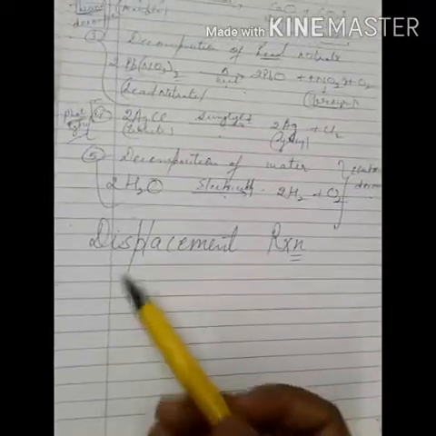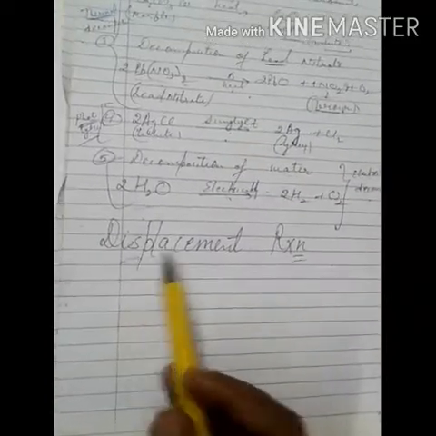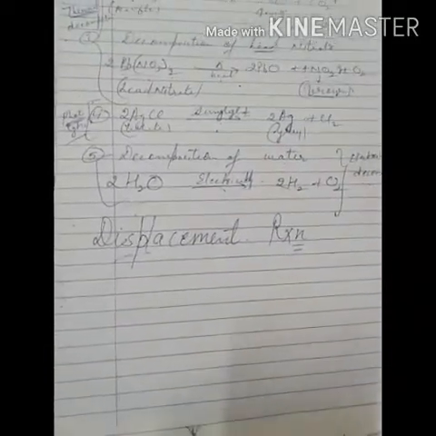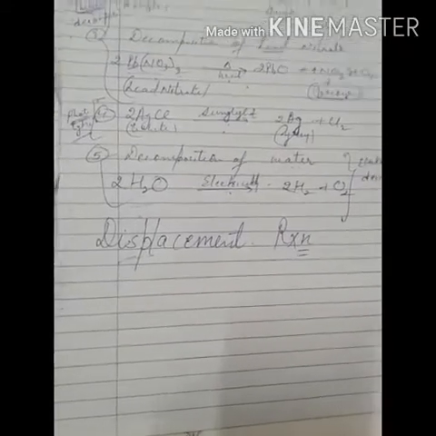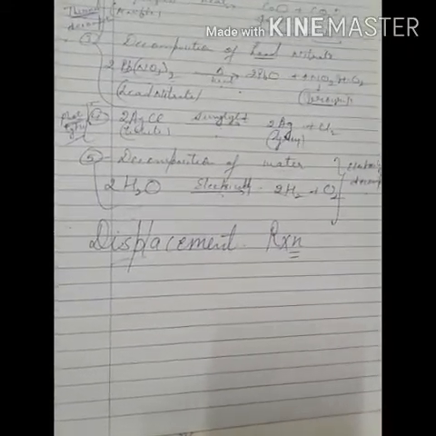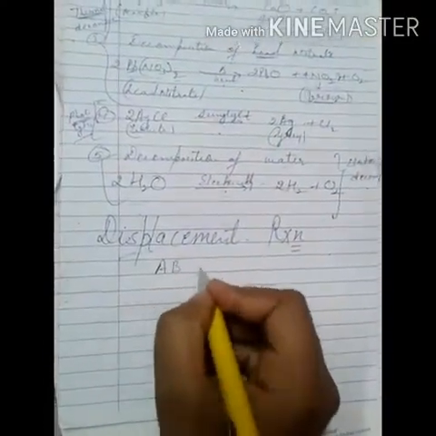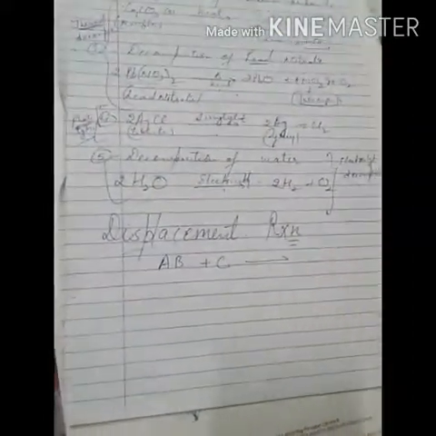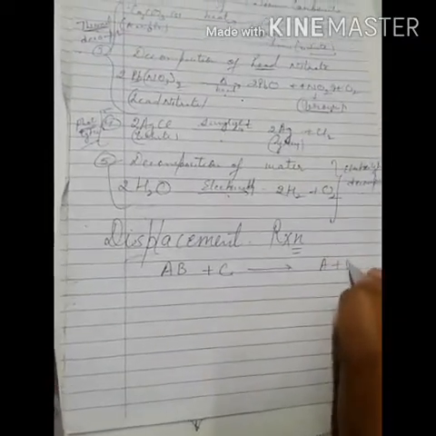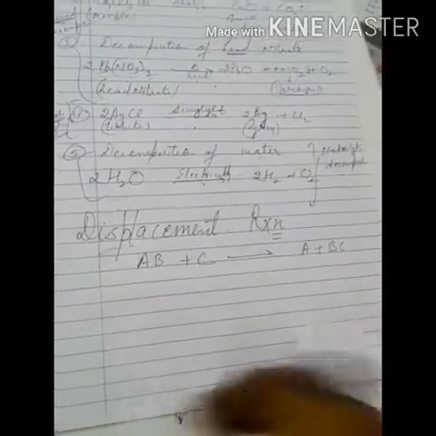Now the next reaction is the displacement reaction. As the name suggests, displacement means there is a displacement of some substance by another substance. So let us simplify this term. Suppose we have reactants AB and C. When they react together, suppose the product yielded is A plus BC. If we look at this reaction carefully, what happened in this reaction?